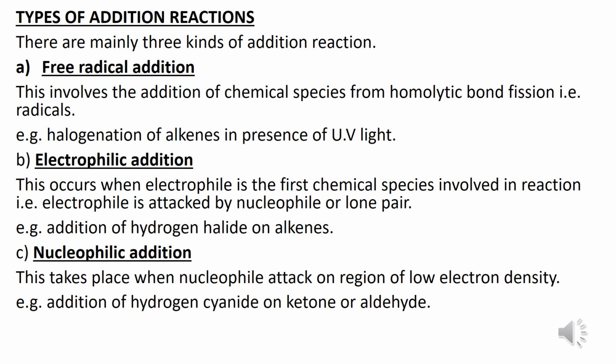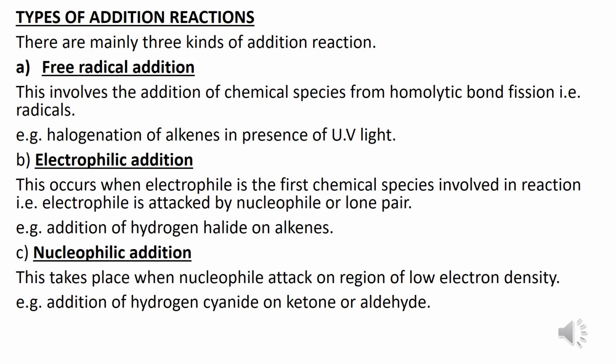In addition reaction, there are also three kinds of reactions: free radical addition, electrophilic addition, and nucleophilic addition. In free radical addition, there is addition of chemical species called radicals. These radicals result from homolytic bond fission, where there is equal sharing of electrons from the covalent bond after it is broken down. For example, we have halogenation of alkenes in the presence of ultraviolet light.